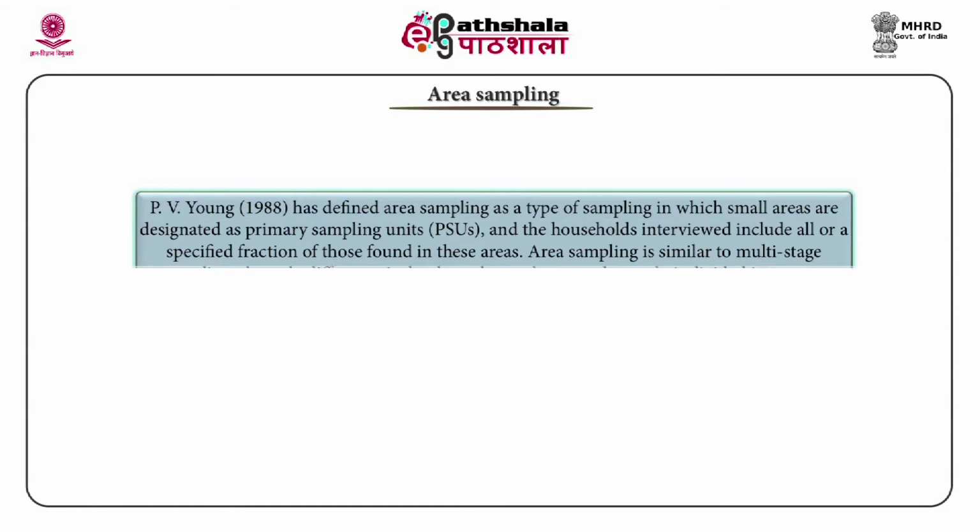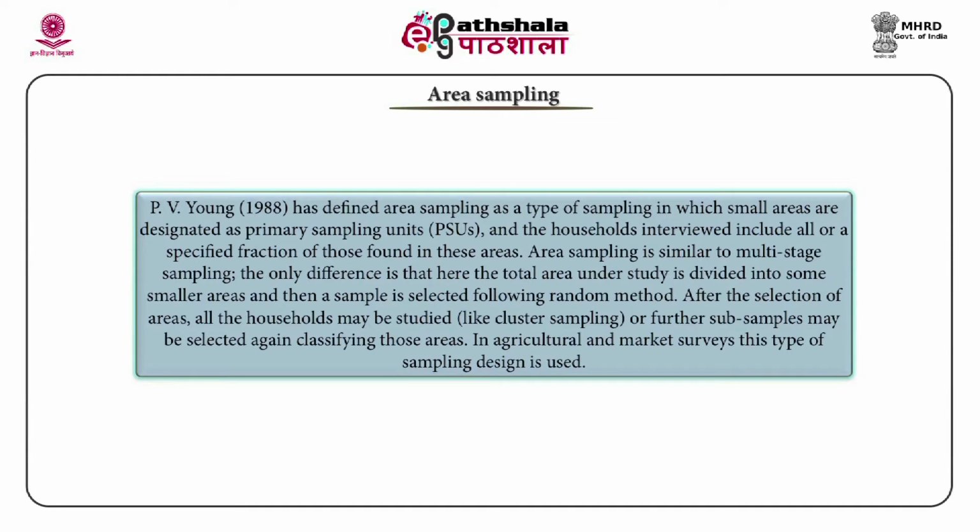Then area sampling. Area sampling is a type of sampling in which small areas are designated as primary sampling units, in short PSU, and the households interviewed include all or a specified fraction of those in these areas. Area sampling is similar to multi-stage sampling. The only difference is that here the total area under study is divided into smaller areas and then a sample is selected following a random method. After the selection of areas, all the households may be studied like cluster sampling, or further subsamples may be selected, again classifying those areas. In agricultural and market surveys, this type of sampling design is used.